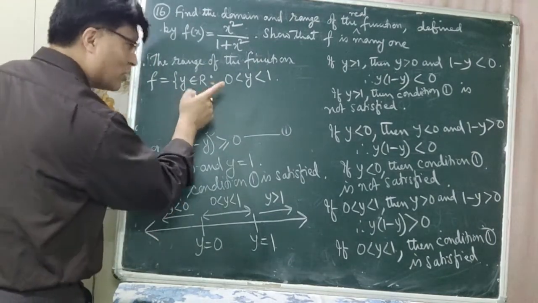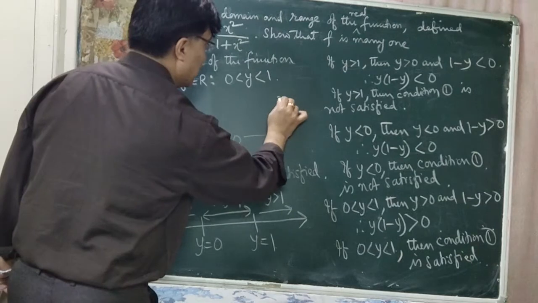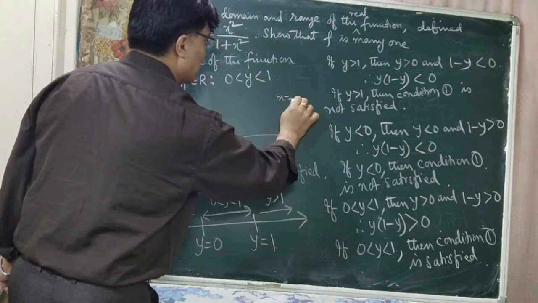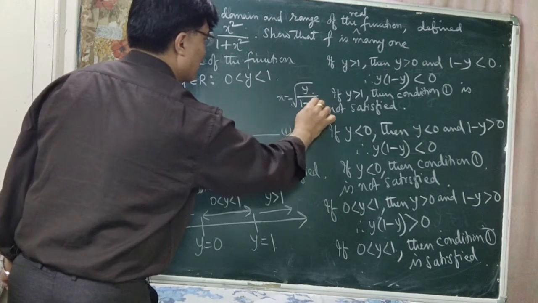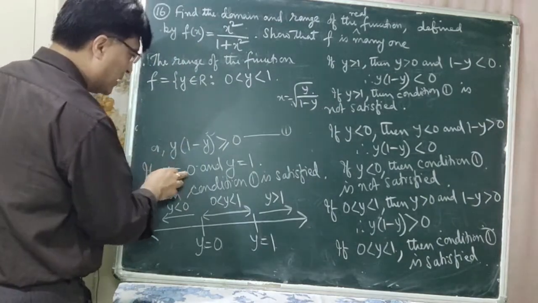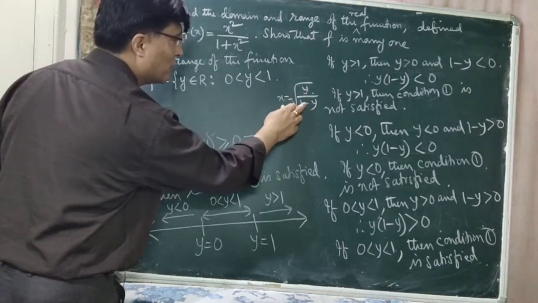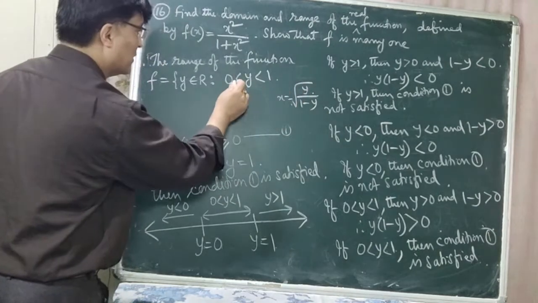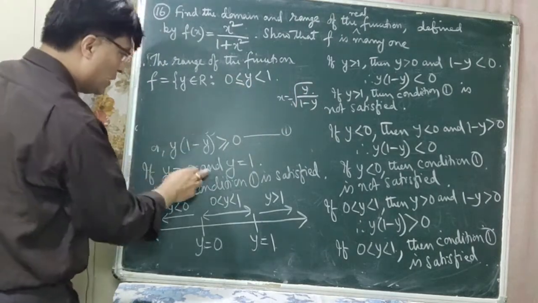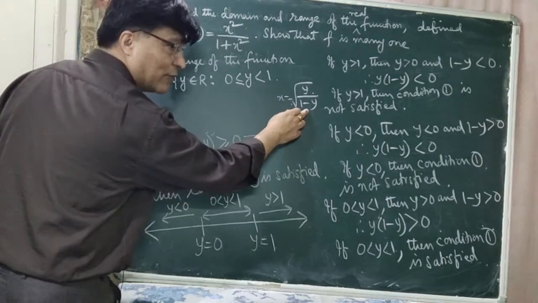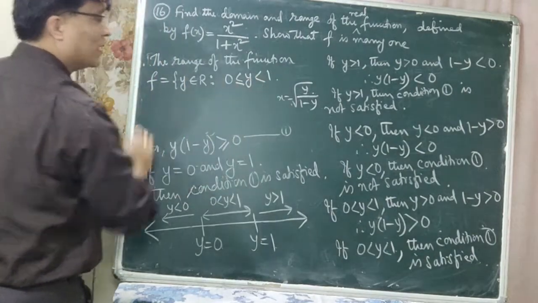Y can be equal to 0, because earlier I said x is equal to root over y upon 1 minus y. So if you put y equal to 0 here, 0 divided by 1, that is root over 0, which is 0, defined. So you can put y equal to 0 here. But if you put y equal to 1, this is an undefined quantity. So you cannot put y equal to 1 here.